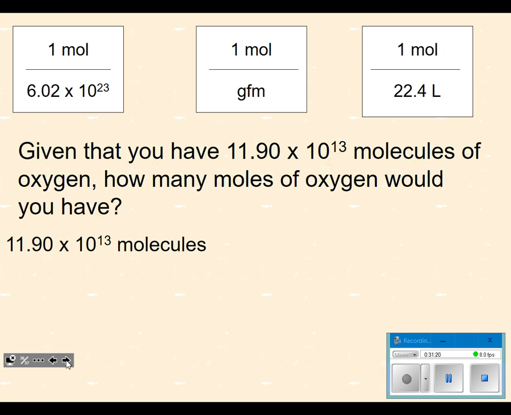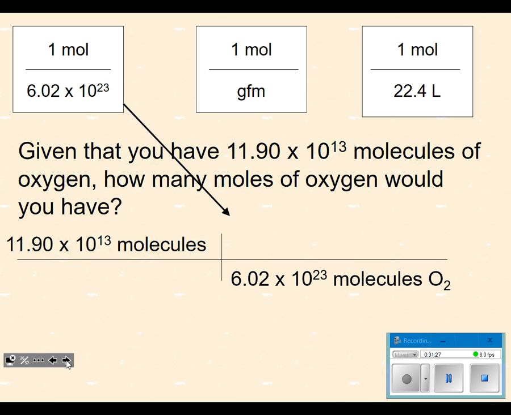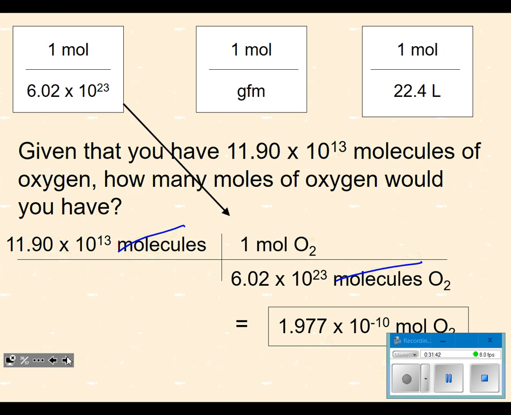I'm starting with my molecules. If molecules is on top, then my next conversion factor needs it on the bottom. So I'm going to use this one, because that's 6.02 times 10 to the 23rd molecules for 1 mole. That would allow me to cancel out my molecules, and I would end up with 1.977 times 10 to the negative 10th moles. And that has the correct number of significant digits.